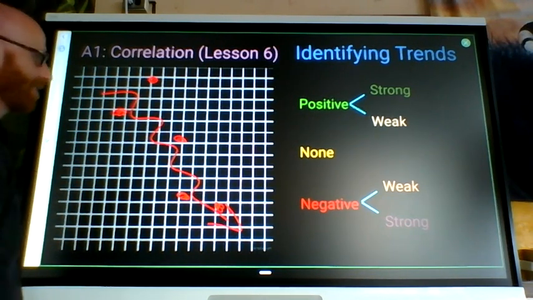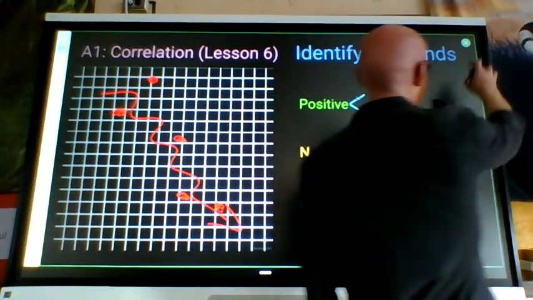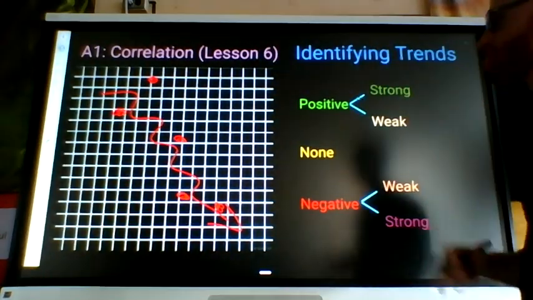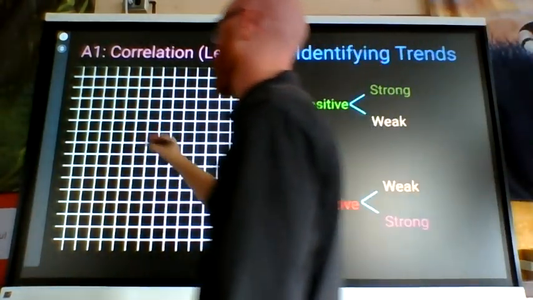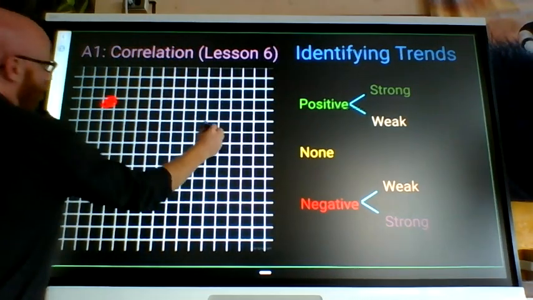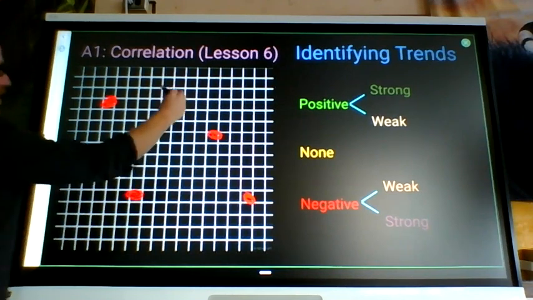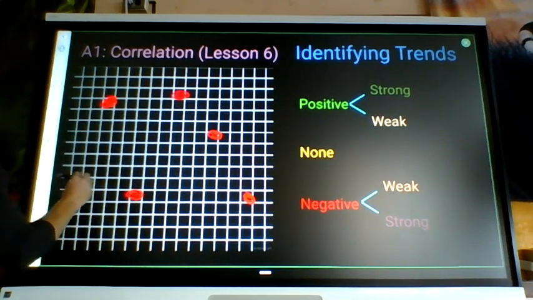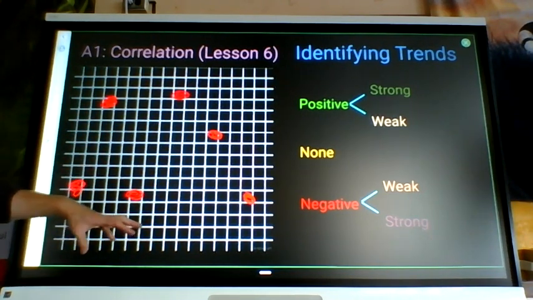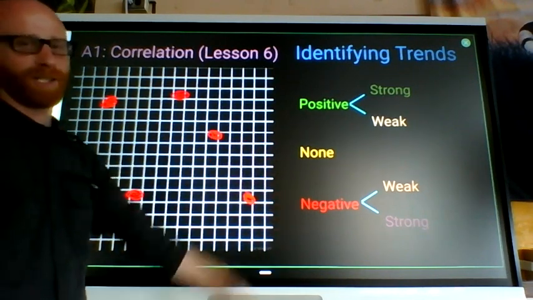Okay? If there is not a clear pattern, all right? We've got dots all over the place. Seem to be going down, seem to be going up. All right, there's no clear pattern. That's when we'll say there's no correlation.